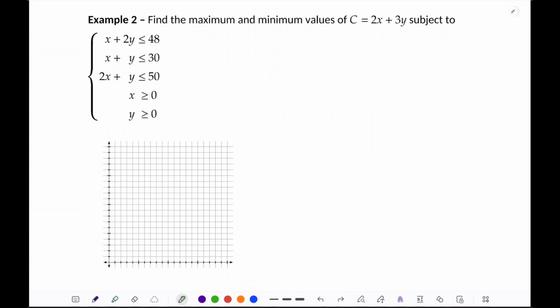Welcome back. We're in our linear programming session. If you remember, we're just doing the graphical method in this section.